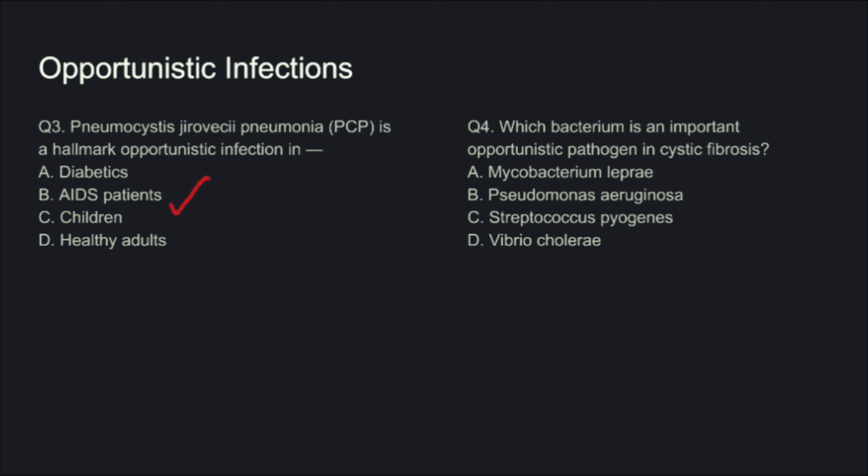Question number 4. Which bacterium is an important opportunistic pathogen in cystic fibrosis? Options are A, Mycobacterium leprae, B, Pseudomonas aeruginosa, C, Streptococcus pyogenes, D, Vibrio cholerae. Correct answer for this question is option B, Pseudomonas aeruginosa.